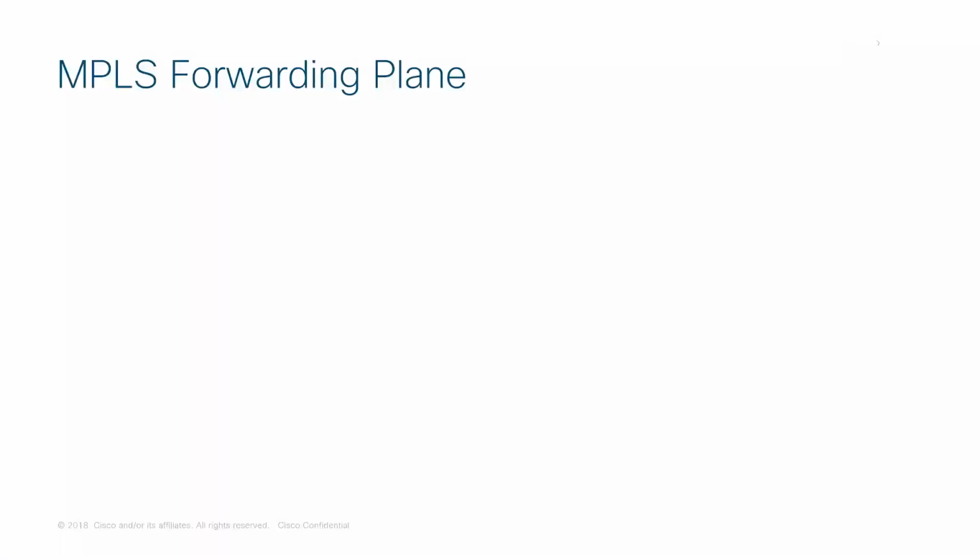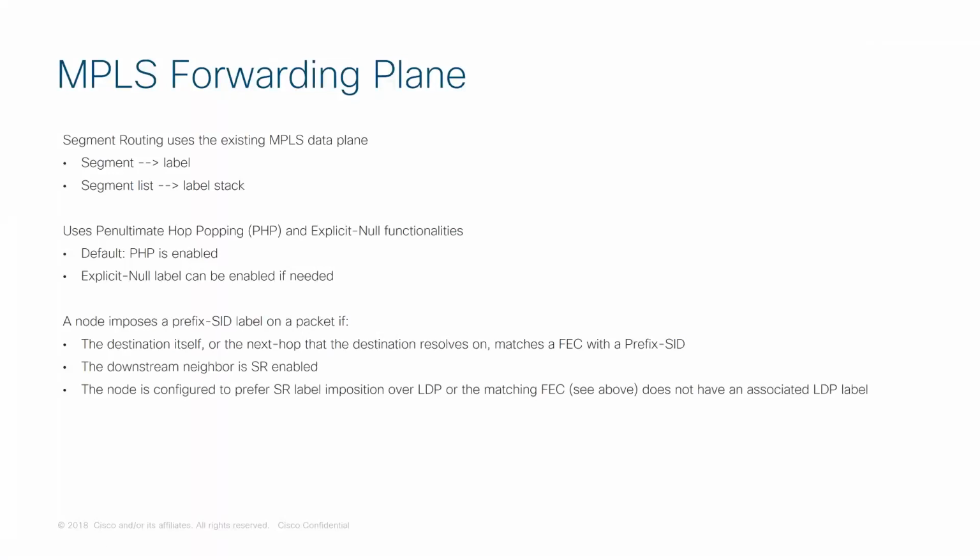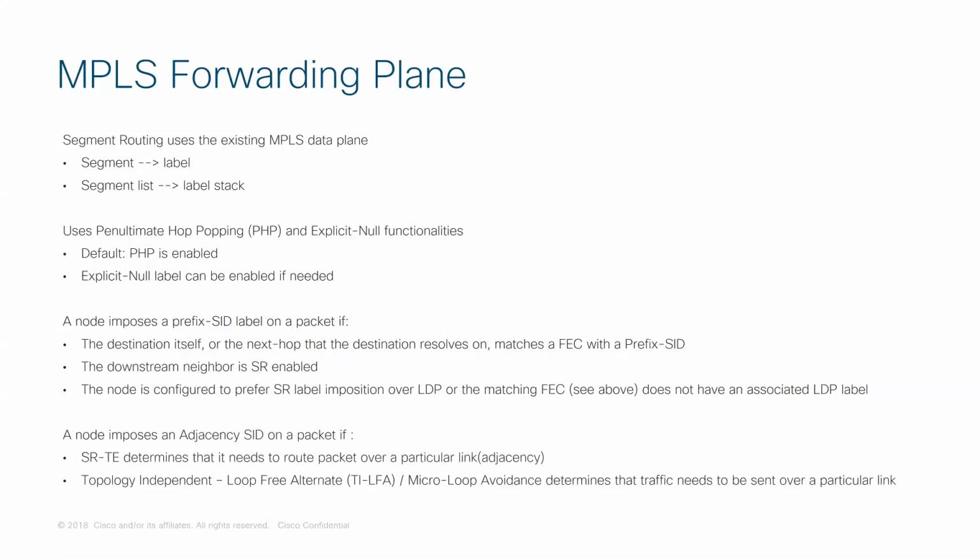Coming to the forwarding plane, I guess we'll go through the forwarding plane part. A segment is a label, a segment list is a label stack. Again, we have done this. Explicit null can be enabled if needed. The node imposes a prefix SID if the destination matches, I mean, if the destination is your loopback, then put the node SID and send it. This is just fancy English. Downstream neighbor is SR enabled, and so on. We have discussed this already.